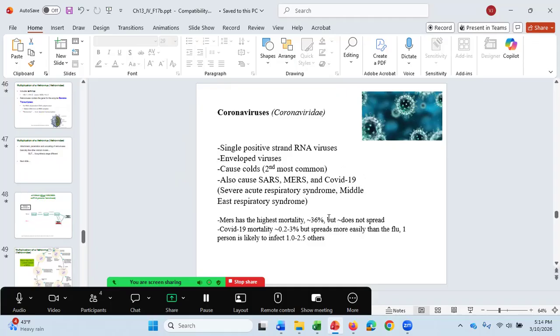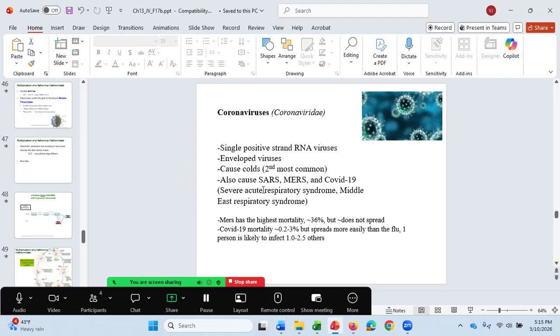MERS has the highest mortality rate. Around 36% of people who get MERS will die. But MERS does not spread from person to person. Most people who come down with MERS are people who are in close association with camels. Apparently, MERS grows in camels, although it's not lethal to them, and then it can spread from camels to people. If you don't know, I am not someone who frequently spends time with camels, so I'll probably never get MERS.